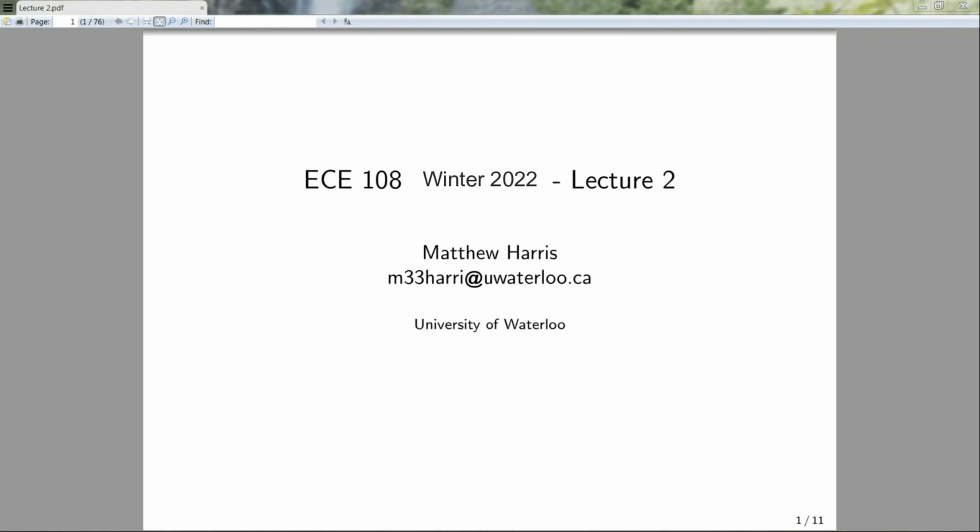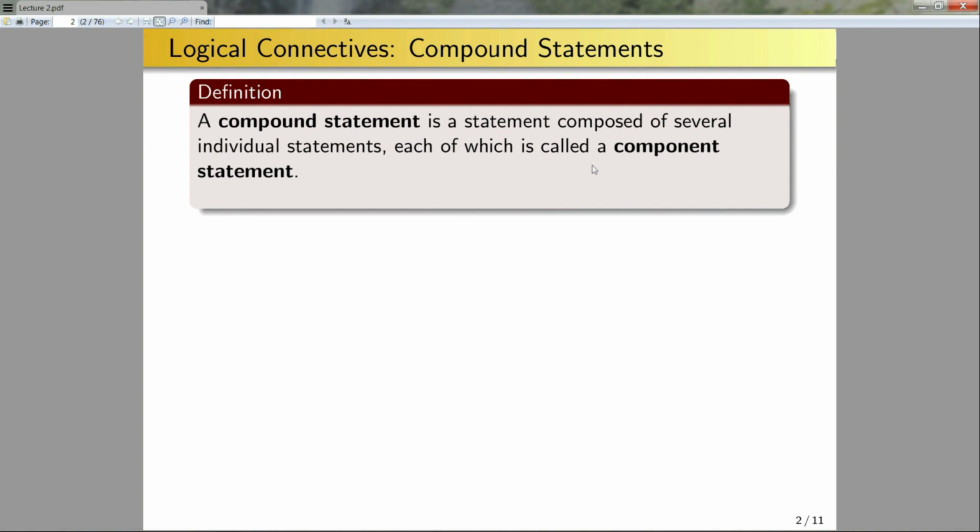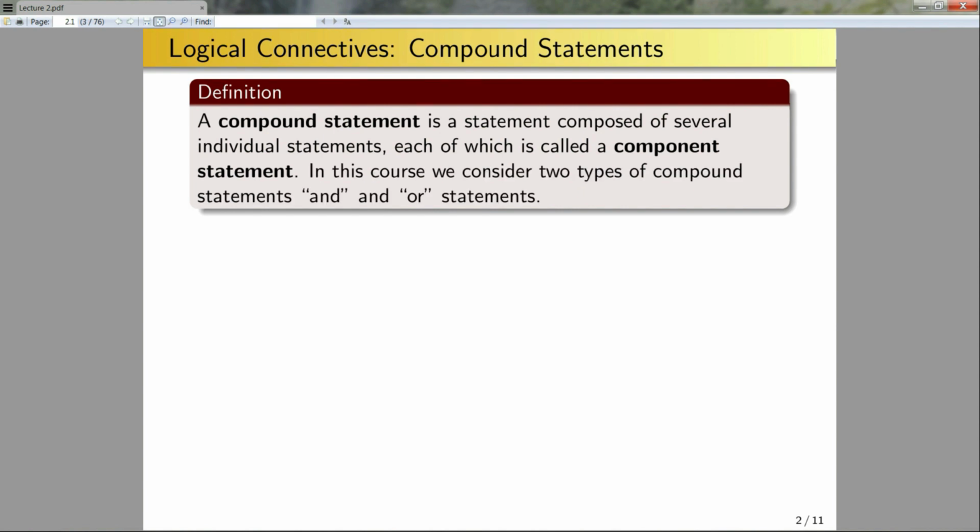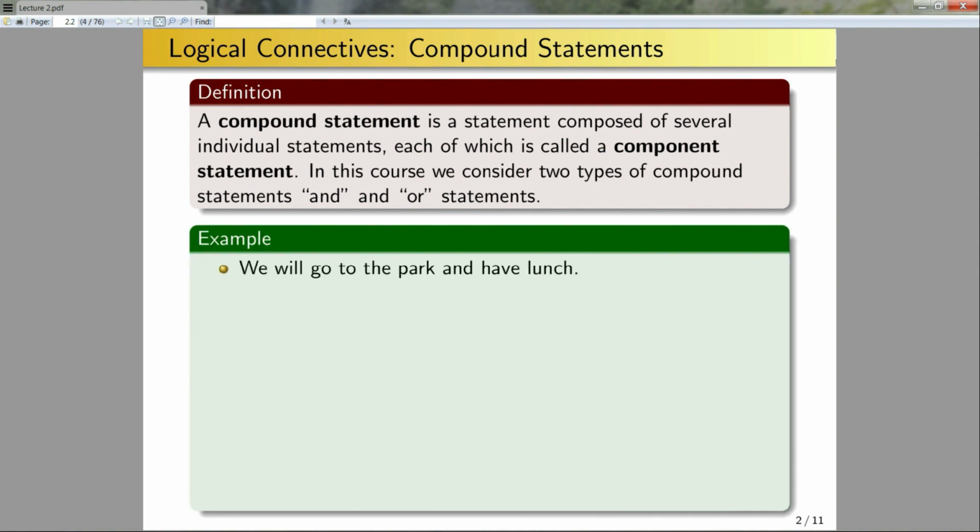In this lecture, we're going to continue where we left off in lecture 1 and examine some new logical connectives. So first, we're going to define what I mean by a compound statement. A compound statement is a statement that's composed of several individual statements, each of which is called a component statement. In this course, we're generally going to consider two types of base compound statements: and statements and or statements. An example of a compound statement is, we will go to the park and have lunch.